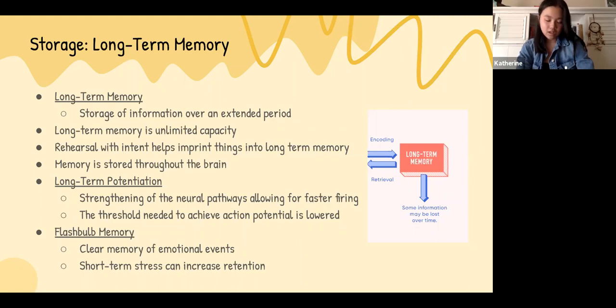This study was actually done on sea slugs. They noticed that after repeated exposure, it took less stimuli for the neurons to fire, and that applies to humans as well. And then we have flashbulb memory, which are clear memories of emotional events. This would have something to do with the amygdala because it is in charge of emotional memories. And then short-term stress can increase retention.